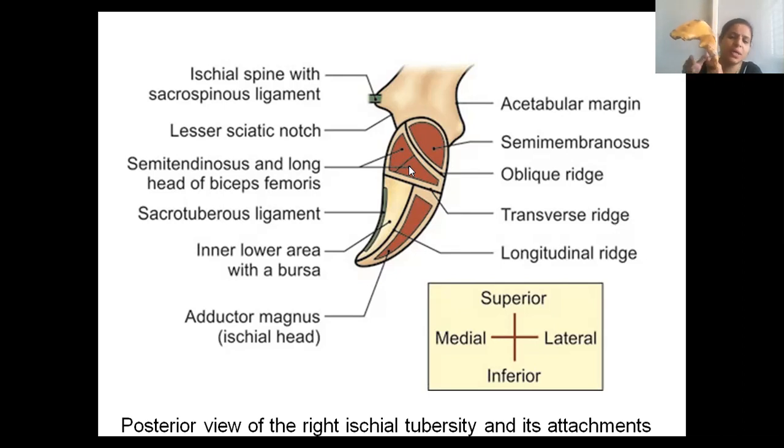So this vertical line, if you see, again two more muscles are originating. What is this? Adductor magnus, and towards outside we are finding the attachment of sacrotuberous ligament. Let us see. So let me show you again.